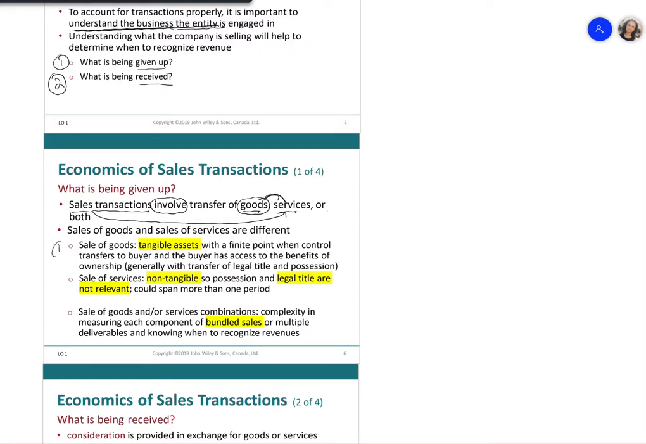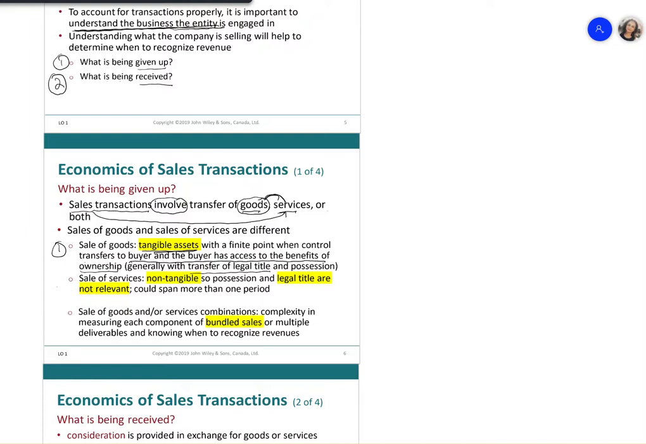The first one is sale of goods. If you're selling a good, it is a tangible asset. When the control is transferred to the buyer, and the buyer has access to the benefit of the ownership, so you have an asset and you transfer that asset to the buyer, and the buyer is benefiting from that asset, it is called a sale of a good. That means you would record the sale when the legal title and possession are transferred to the buyer. You recognize the revenue at that time.